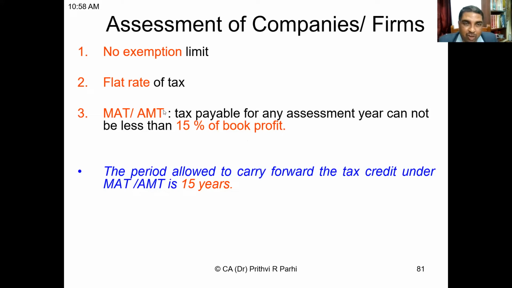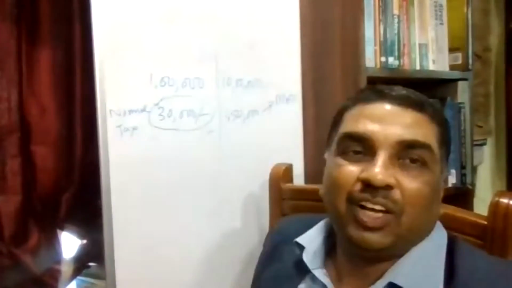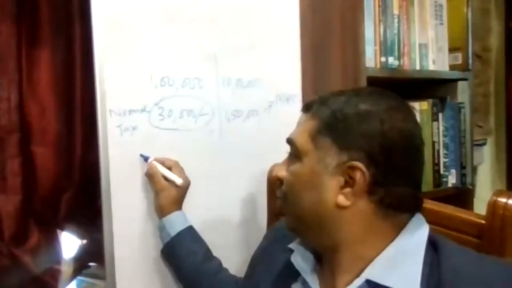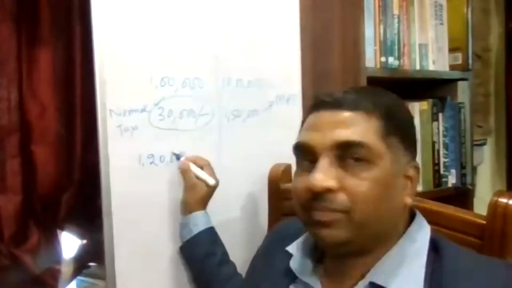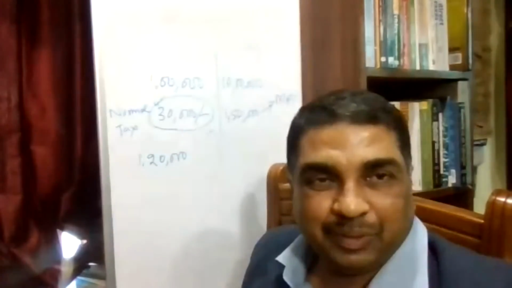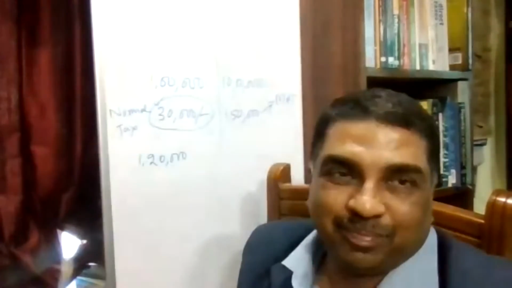Firms are liable to pay alternate minimum tax, which is 18.5%, and companies are liable to pay minimum alternate tax, which is 15% of the book profit. Now, accordingly, you are paying more. Your tax liability is 30,000, but you are paying 1,50,000 rupees. 1,20,000 rupees extra you are paying. That 1,20,000 rupees you can take as your MAT credit. That means it will appear in your credit. You can set it off.